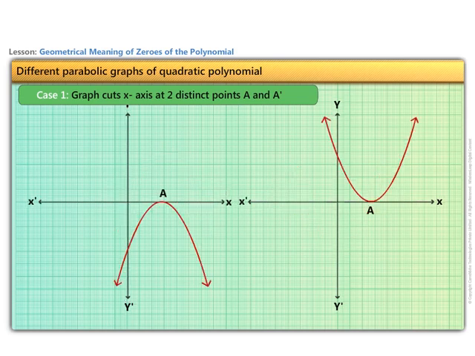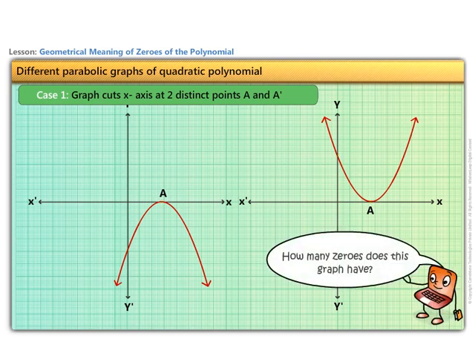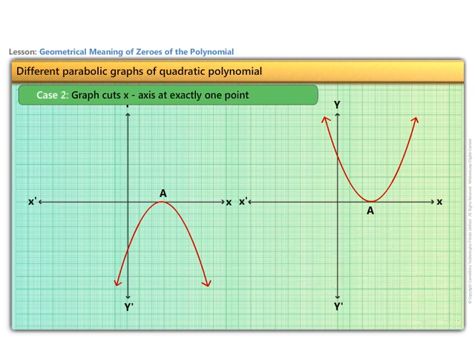Now, take a look at the quadratic graph that cuts the x-axis at exactly one point, that is, at two coincident points. How many zeros does this graph have? Here, the two points A and A' coincide to become one point A. So, the x-coordinate of A is the only zero of the quadratic polynomial ax² + bx + c.